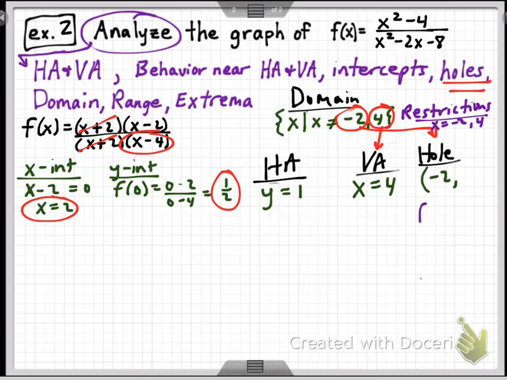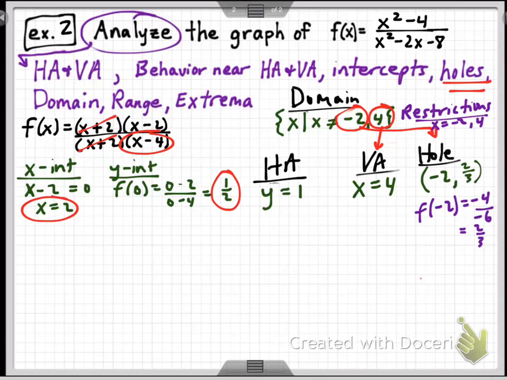So f of -2 is equal to -2 minus 2, or -4, over -2 minus 4, or -6. So we can see the hole has a y-coordinate of 4/6, or 2/3, and so we're going to put that right here, 2 over 3.